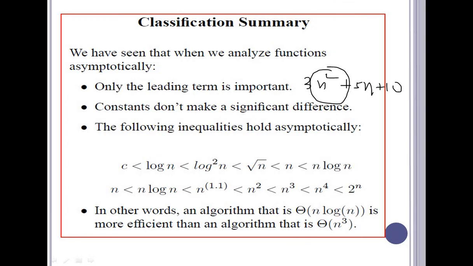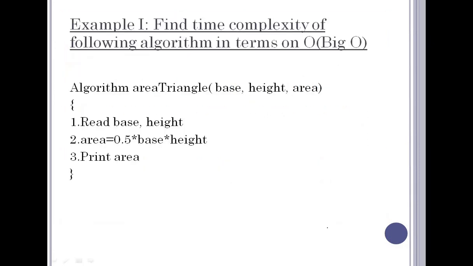So c is always less than log n, which is always less than n, which is always less than n log n. In this way, the algorithm with n log n is always better than the algorithm with theta of n square complexity or n cube complexity.